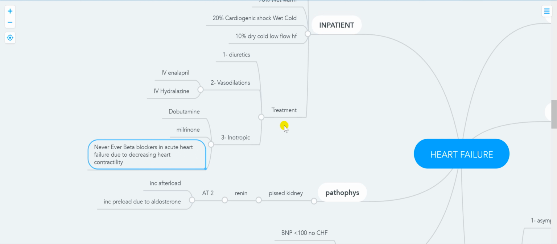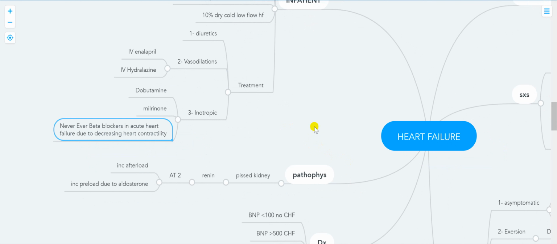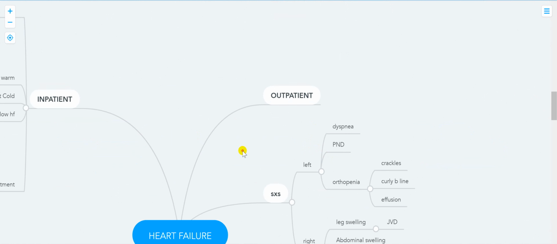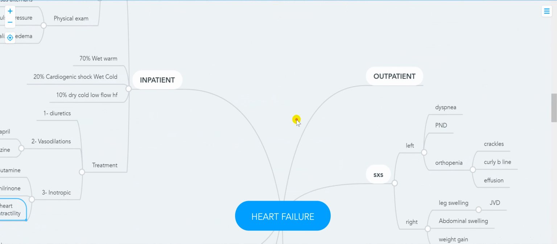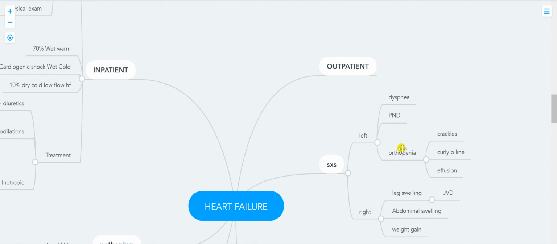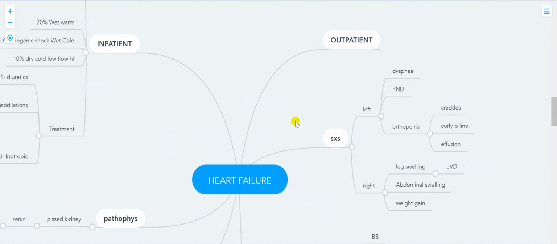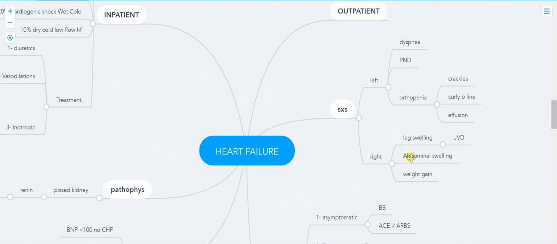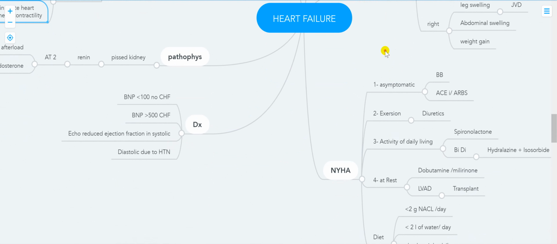And you gotta check the jugular venous pressure. The higher the jugular venous pressure, the worse the condition. So that's basically heart failure management. Let's do a quick summary. Signs and symptoms: dyspnea, paroxysmal nocturnal dyspnea, crackles, Kerley lines, effusion, leg swelling, abdominal swelling, weight gain.